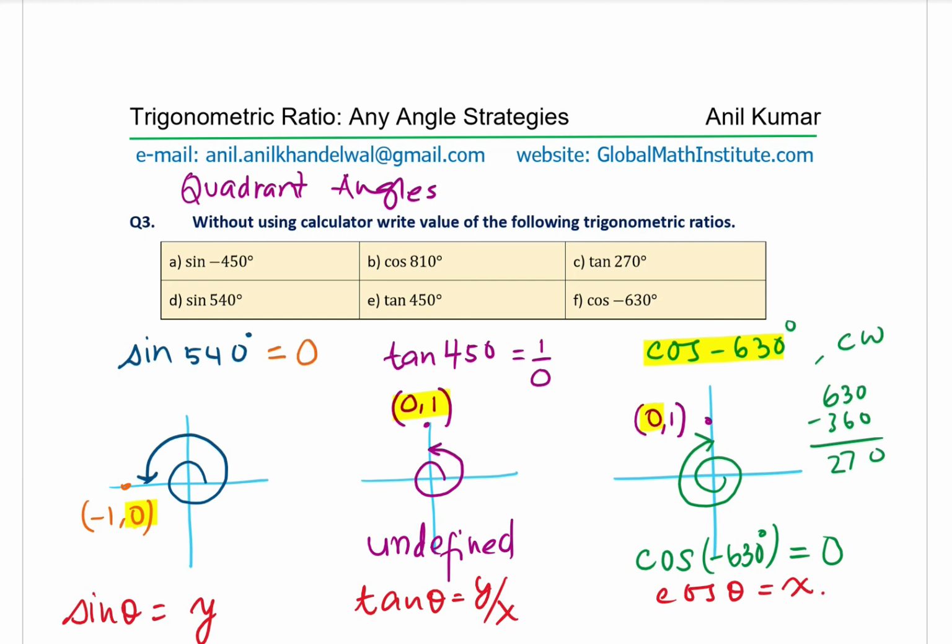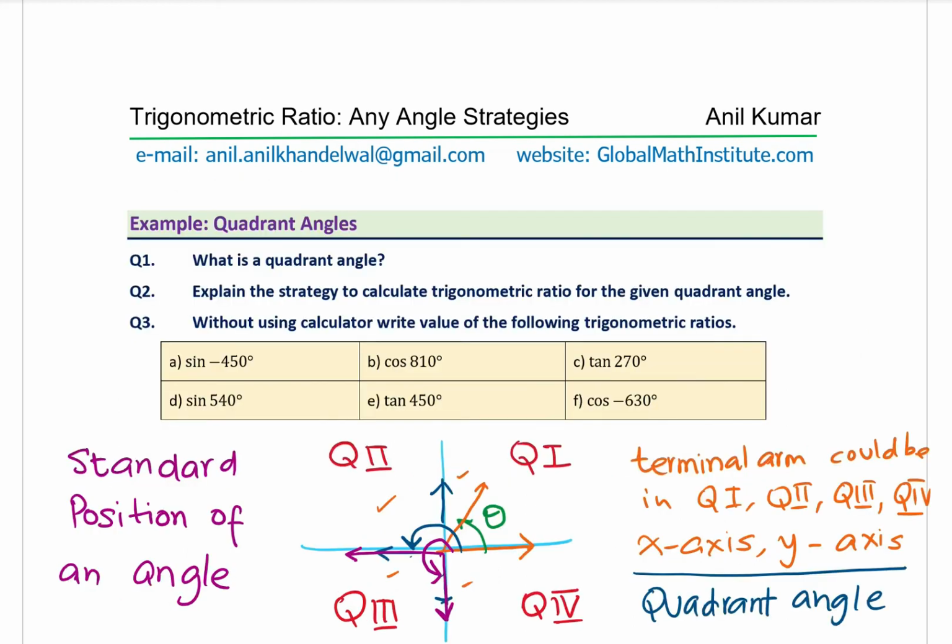So with that, we actually have understood what are quadrant angles, and we have a good strategy to find the exact value of trigonometric ratios for a given quadrant angle, and just a unit circle points, which will help us to immediately get the answer. Perfect. So that is how we are going to solve such questions. I hope it makes sense.